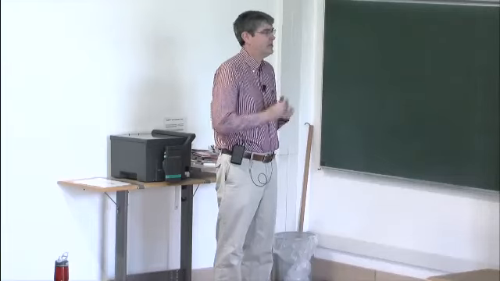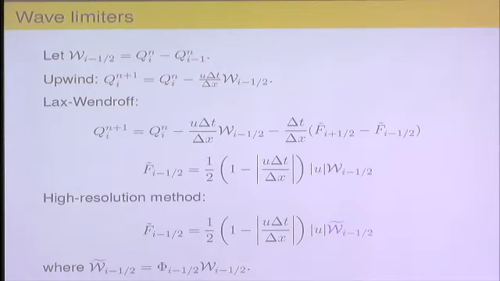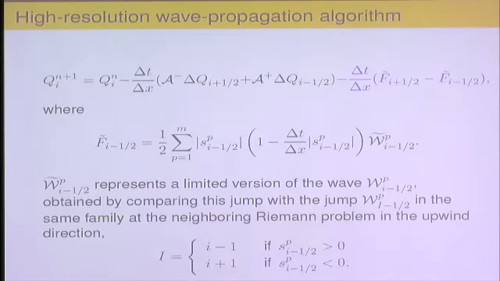And if they're comparable, then we're in a smooth region of the flow, and we should use this full wave to get a second order accurate method. But if they're very different, then we want to apply a limiter so that we don't introduce non-physical oscillations. So I won't go into the details, but that's kind of the basic idea. And then this can be extended to a general system of equations. So this is the sort of Godunov upwind method here.